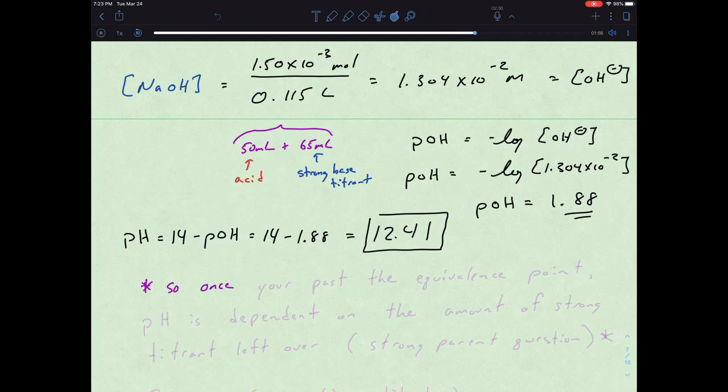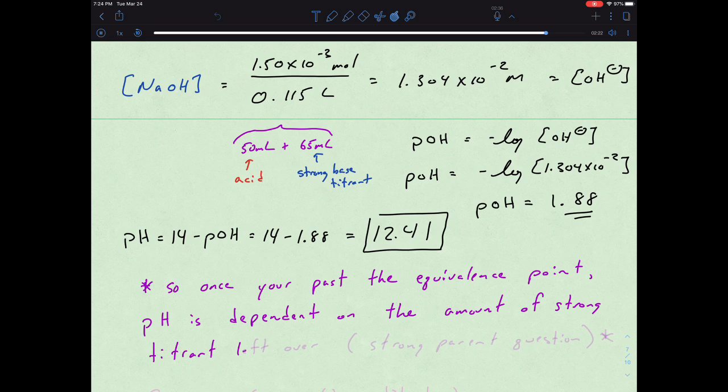So, once you're past the equivalence point, pH is dependent on the amount of strong titrant left over. Or really, it's a strong base type of question.